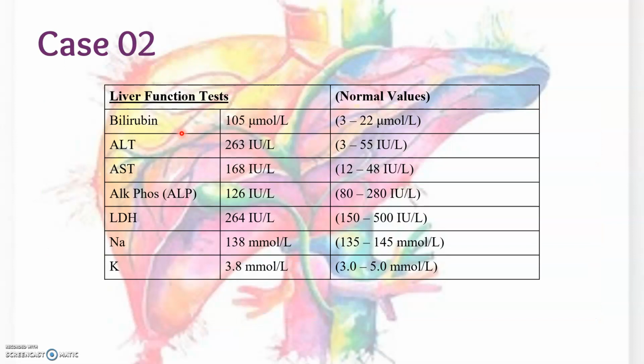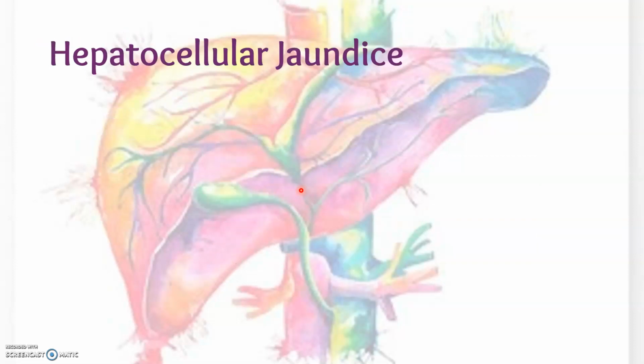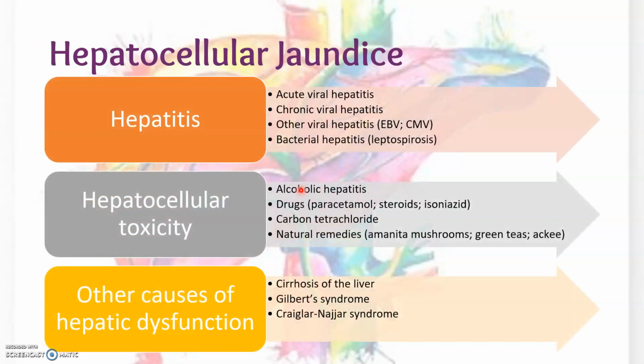The second case is another patient with jaundice, and when we look at this blood test, what we notice is that the ALT and AST are markedly elevated compared to the alkaline phosphatase. So this is hepatocellular jaundice. Here are some of the common causes: hepatitis, hepatocellular injury, for example due to alcohol, and then other causes of hepatic dysfunction.